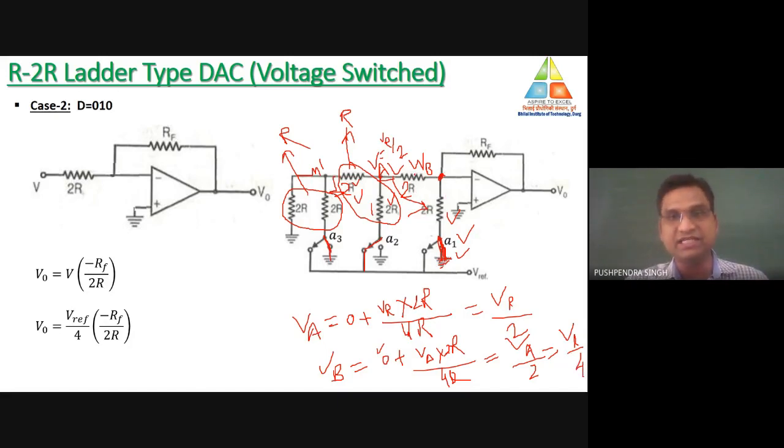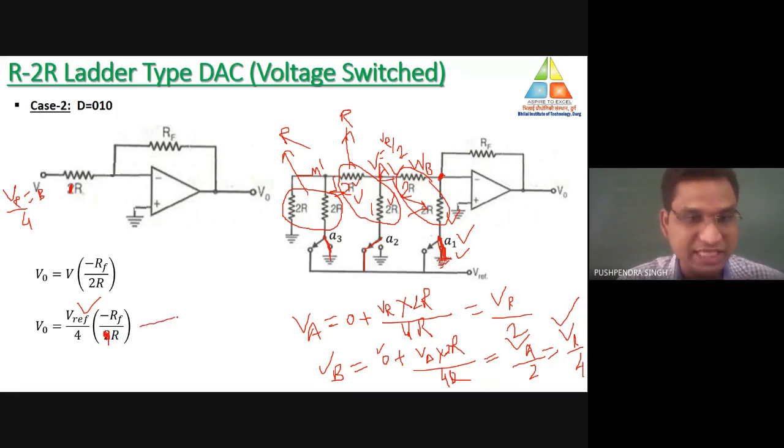And what is the equivalent resistance? It is 2R, and this is also 2R. Again, the combination of that is equal to R. I wrote 2R here by mistake, it is R only. And this is the value of VB, which we have calculated as VR divided by 4. So it is VR divided by 4 multiplied by minus RF divided by the input resistance, but it is not 2R, it's R only. So that is the final value of output when the bit position is 0, 1, 0.